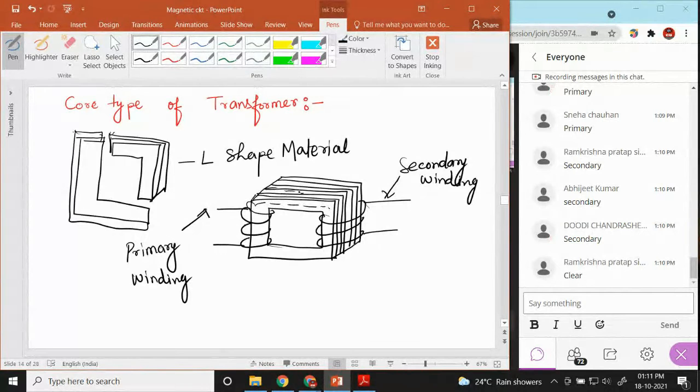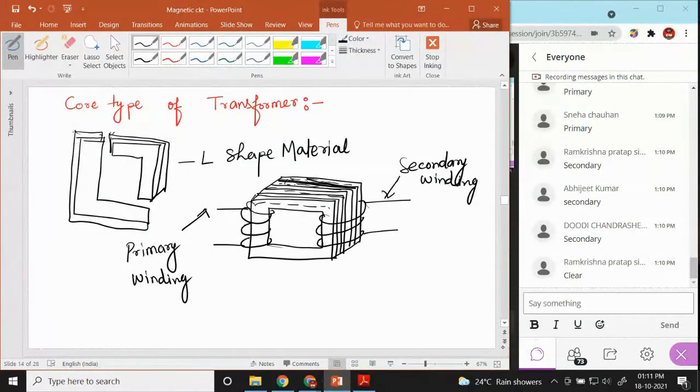When current is flowing through these strips, if you are not providing good insulation between these two plates, then this current will flow through the other plate. So it will create the leakage flux.